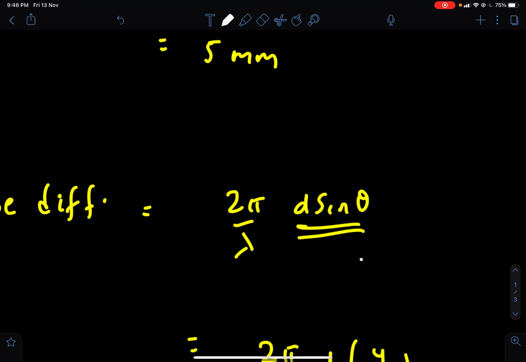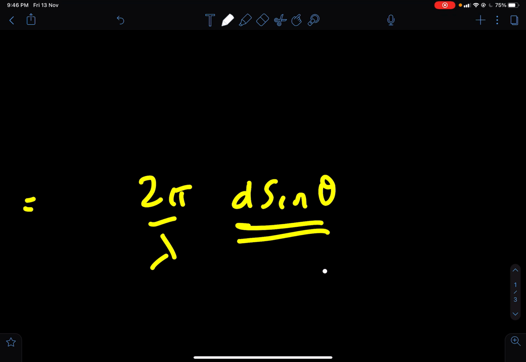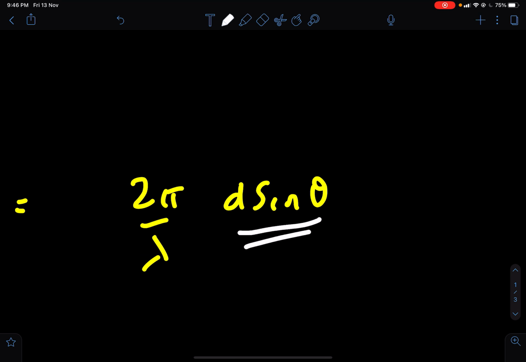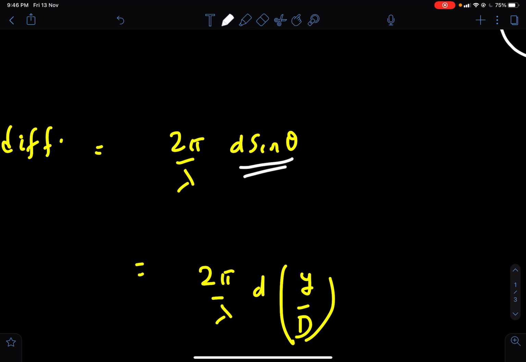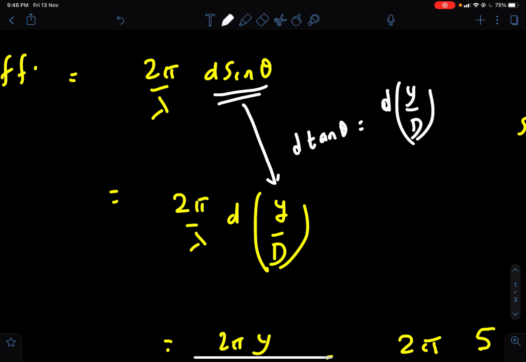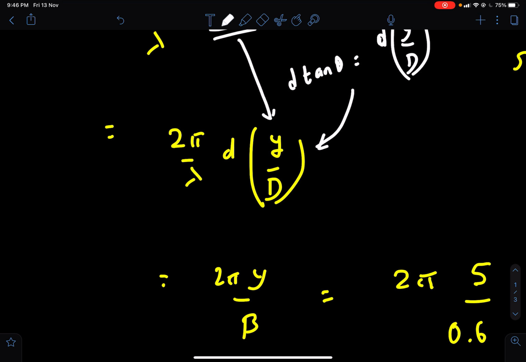What is the formula for the path difference? Path difference at angular position theta is given by d sin theta. So d sin theta is the path difference. So this d sin theta we will write as d tan theta, and tan theta is equal to y by capital D. So this is what it is. So you can see that there is lambda D by d over here. So we will write it as y by beta, which is the fringe width. 2 pi is also there.